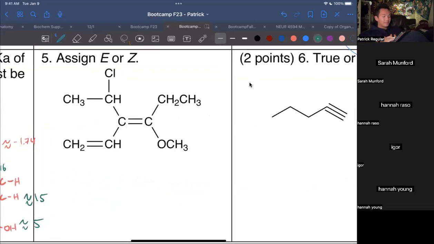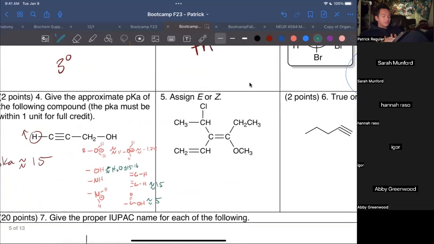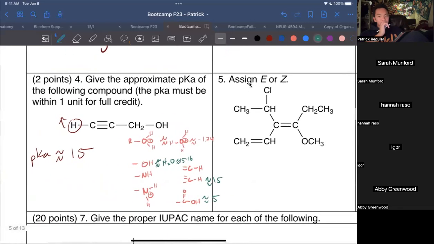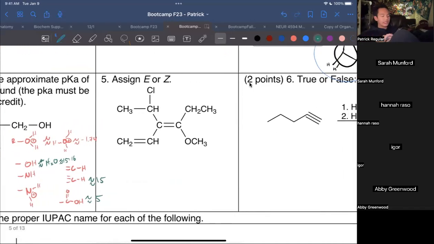Do you know which chapter of the textbook or anything we could look for them in? It's the pKa table for tests 1 and 2. Okay. Yeah, they just tell you. No worries.